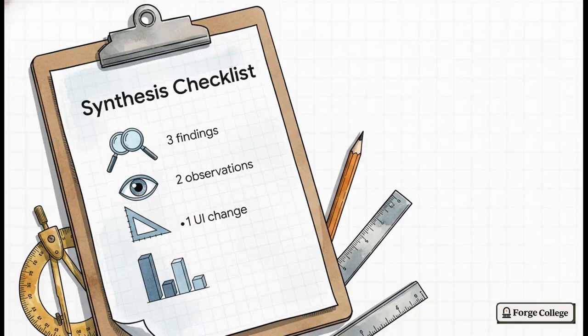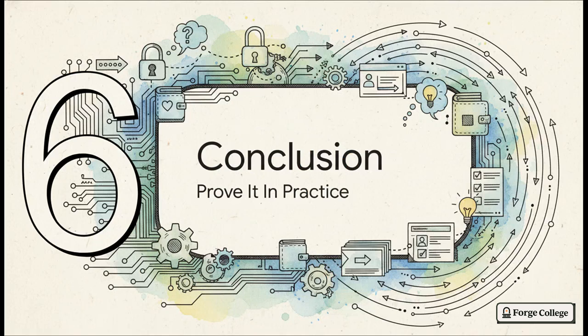To make sure your tests are actually useful, your synthesis must hit these exact checklist requirements before you even think about writing design tickets for your team. You need a minimum of 3 measurable findings. Each finding needs at least 2 independent observations to prove it's an actual pattern, not just a fluke. You need exactly 1 specific implementable UI change per finding, and your prioritization must be totally defensible based on the metrics you gathered.